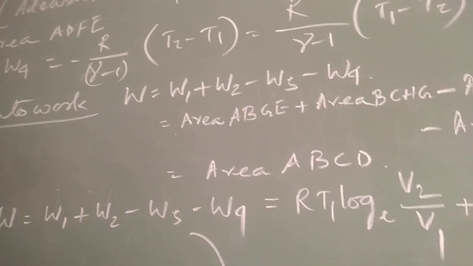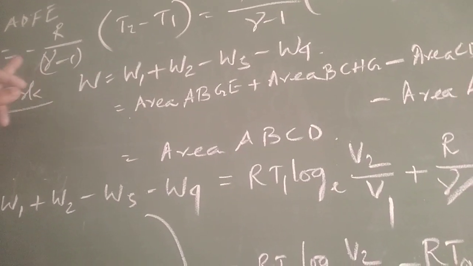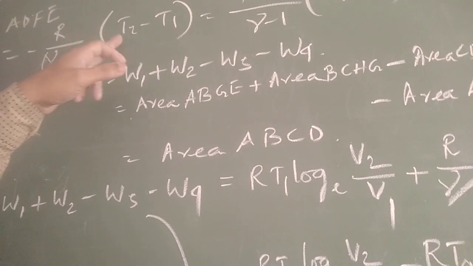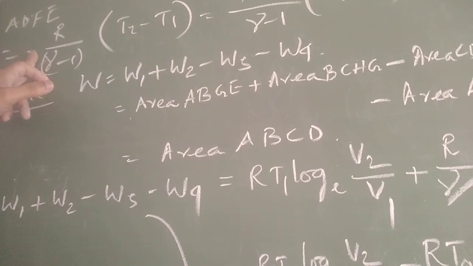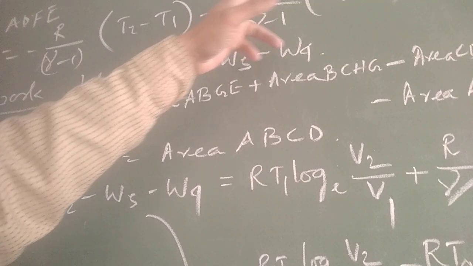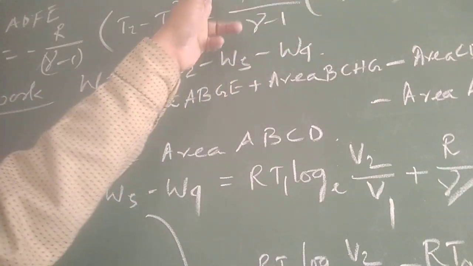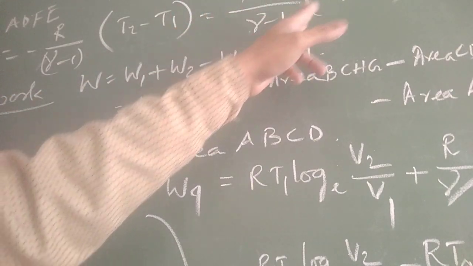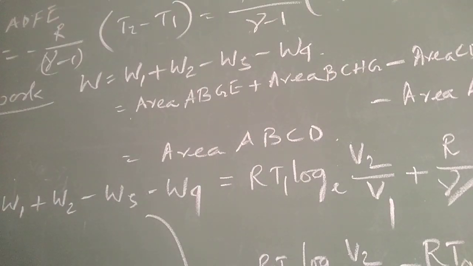And analytically we will get W4 is equal to R by gamma minus 1, T2 minus T1. This will be minus because compression is there. Okay. And when you take minus common, there will be R by gamma minus 1, T1 minus T2. Now, the total heat will be converted into work.